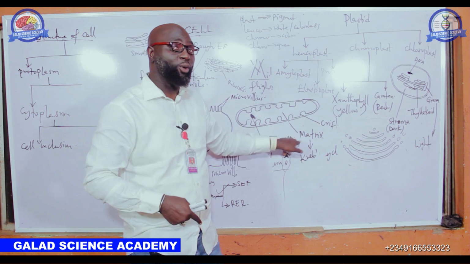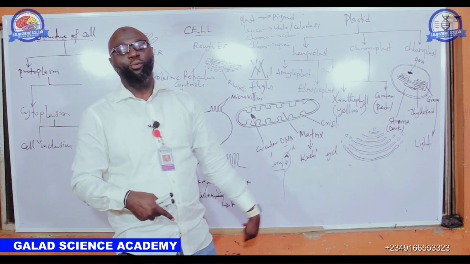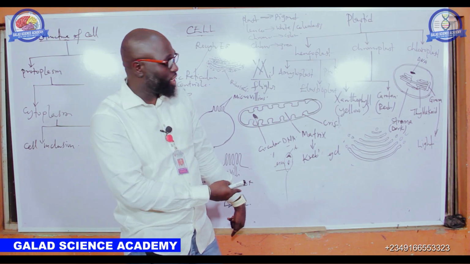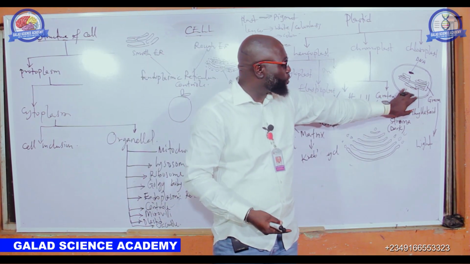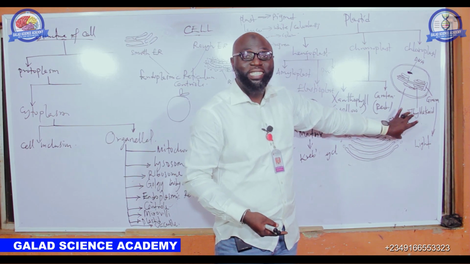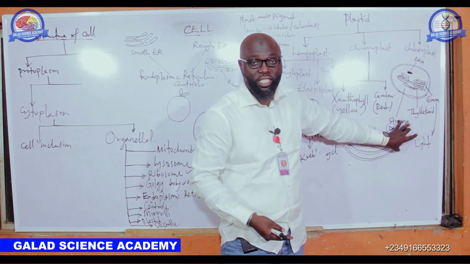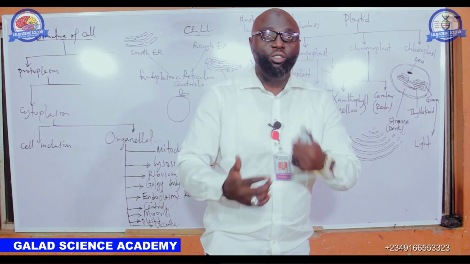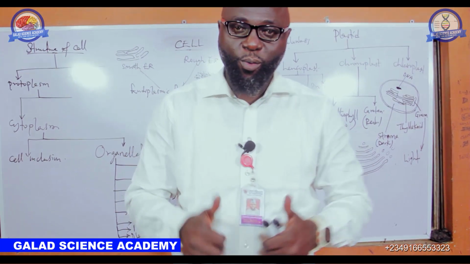And the matrix in mitochondria is used for the Krebs cycle of respiration. Where the what? The inner floor of this one is used for the what? Dark reaction stage of photosynthesis in the what? In the plant. That is all about the what? The chloroplast.